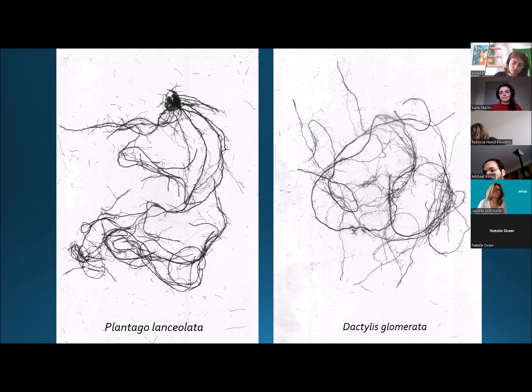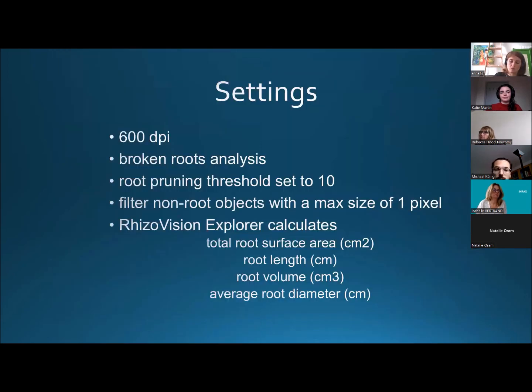So I would first check a simple dye, and if it works well for all species or only one species, then I would go for it, and otherwise search for other colors. And for the settings in the program, we chose 600 dpi because you need to insert this. Then we started a broken roots analysis, and the root pruning threshold we set to 10. This was recommended by the literature, and we filtered the non-root objects with a size of 1 pixel.